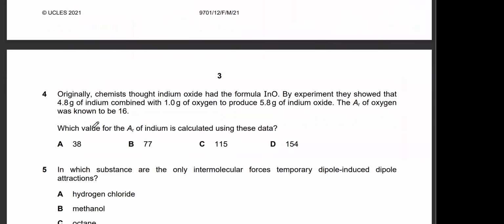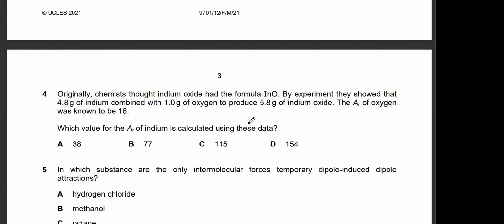Next one is, originally chemists thought indium oxide had the formula InO. Okay, whatever InO is. So originally they thought it was InO. And by experiment, they showed that 4.8 grams of indium combined with 1 gram of oxygen produced 5.8 grams of indium oxide. The AR of oxygen was known to be 16. Which value of the AR of indium is calculated using these data? So it's a question on empirical formulas, but in reverse.